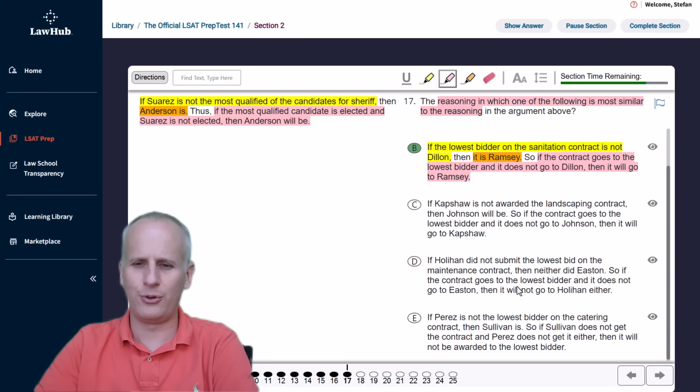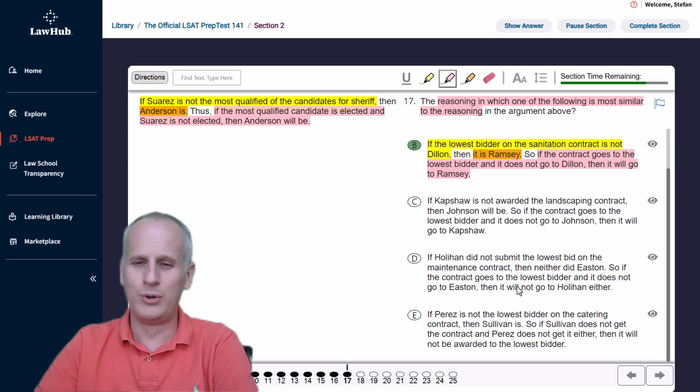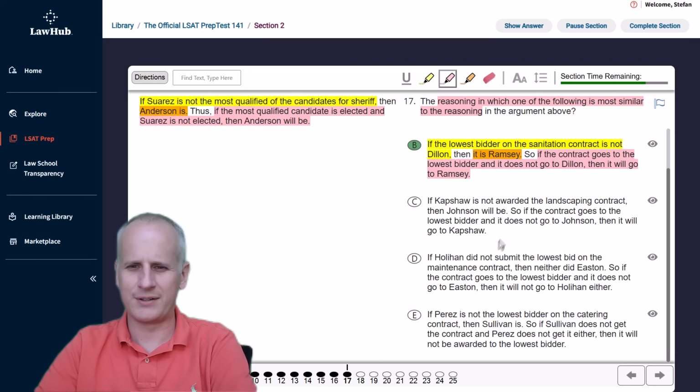So we'll now scroll down, and on the exam, I'm going to go really briskly through C, D, and E on what is certainly one of the higher level difficulty questions in the entire section. But we'll, of course, identify specifically why each of these answer choices is not similar to the reasoning that was given about Suarez and Andrson.